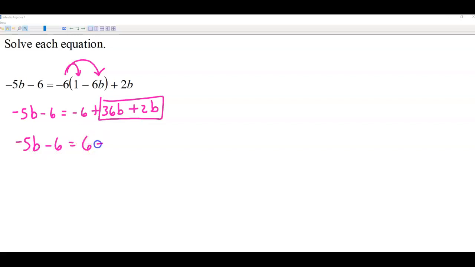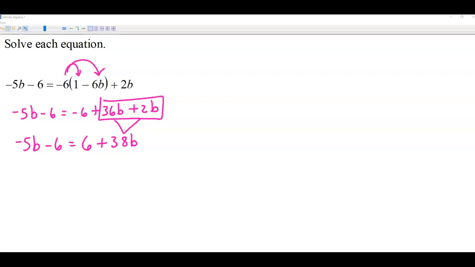36 plus 2 is 38. So those go together like that. Next, we want to put the b values together. So I've got -5b on the left side, and I have positive 38b on the right.